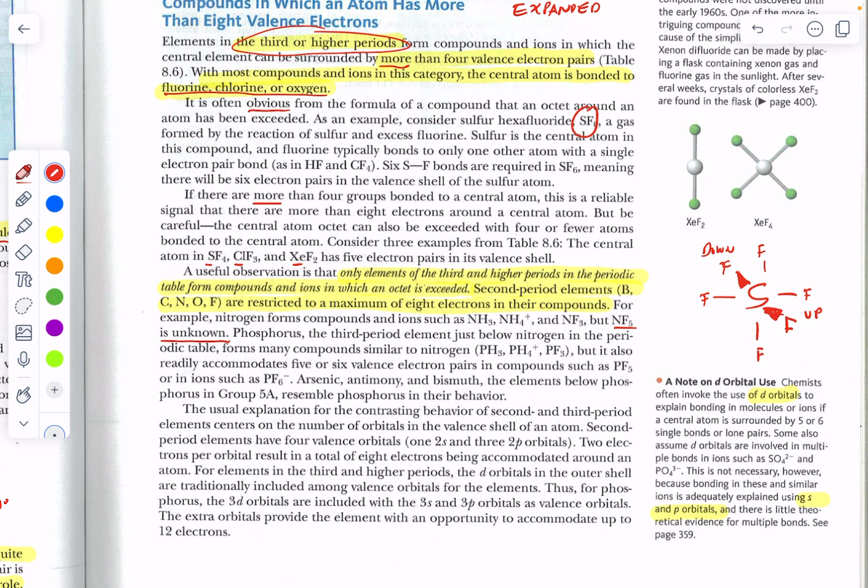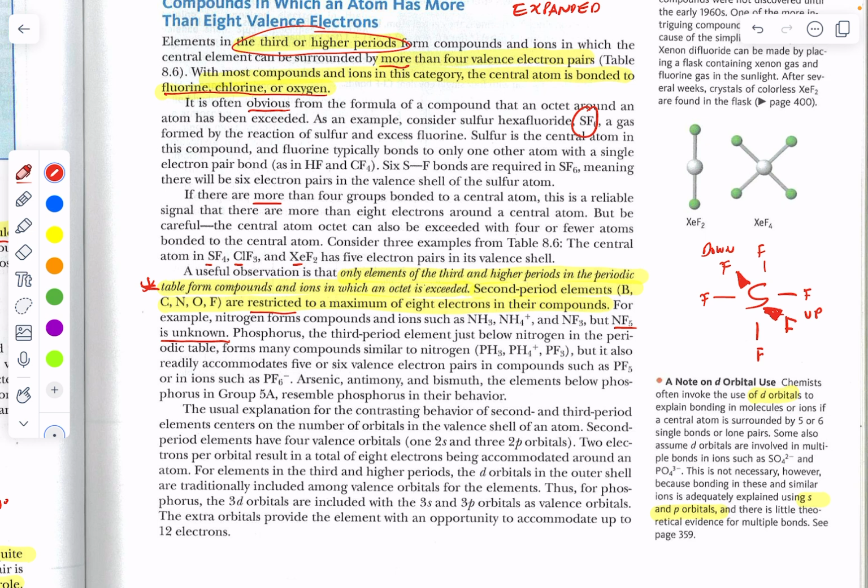So let's look at the definition right here. The only elements of the third and higher period in the periodic table form compounds and ions in which an octet is exceeded. Second period elements are restricted to a maximum of 8. Now, by restricted, it's not like there's this higher authority out there that's keeping tabs on them. In one sense, of course, you can say that as all of nature obeys the sustaining power of God the Creator, in a sense, they are restricted by that.